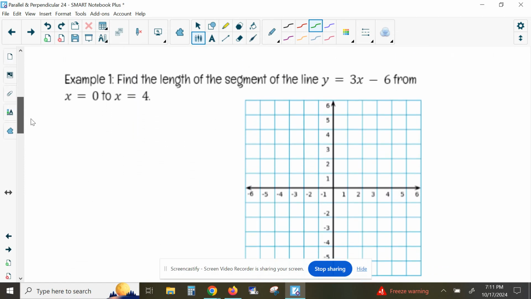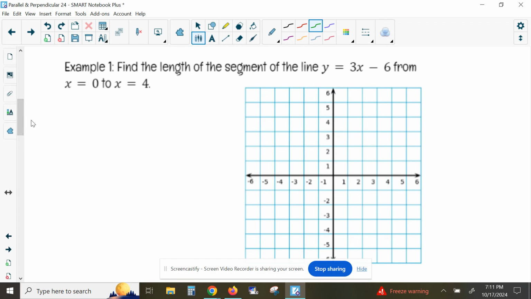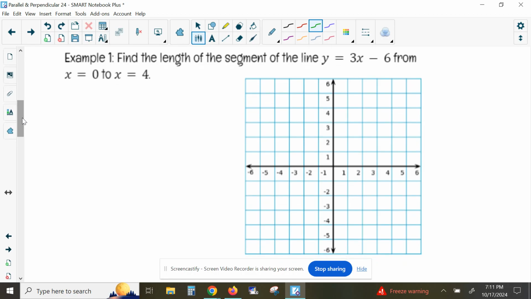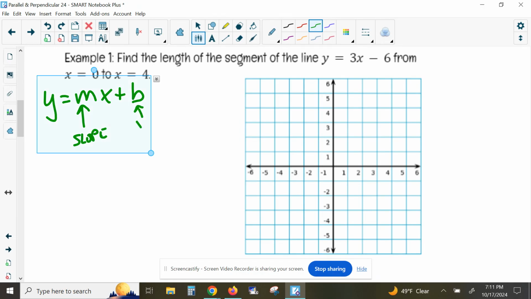So the first example, example 1, says find the length of a segment of the line y equals 3x minus 6 from x equals 0 to x equals 4. Now we can go ahead and graph this old school like we did in 7th grade. So think about y equals mx plus b. Remember that m is our slope and b is our y-intercept.